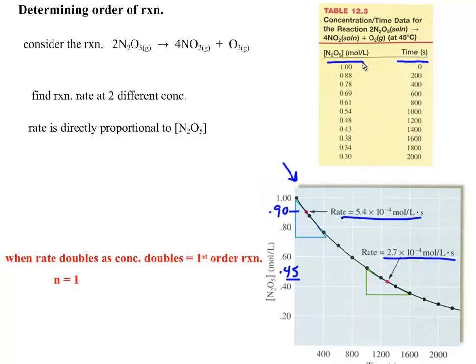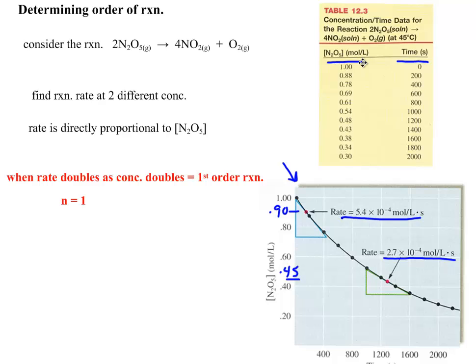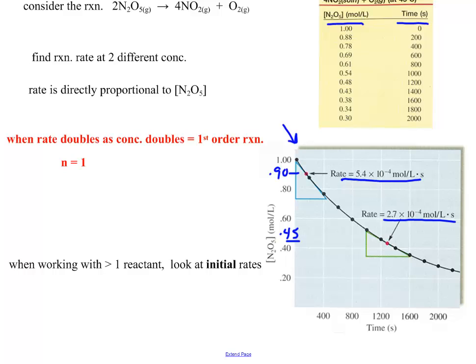When I look at that information, the concentration goes from 0.9 to 0.45, so the concentration is half as big at my second time. If I look at the rates, I'll see that the rate for the second data point is half the rate of the first. The rate change is directly proportional and equivalent to the concentration change. When the rate doubles as the concentration doubles, we have a first order reaction. When we have a first order reaction, our N value equals 1. In this reaction, we only have one reactant, so it was fairly easy to find the order.